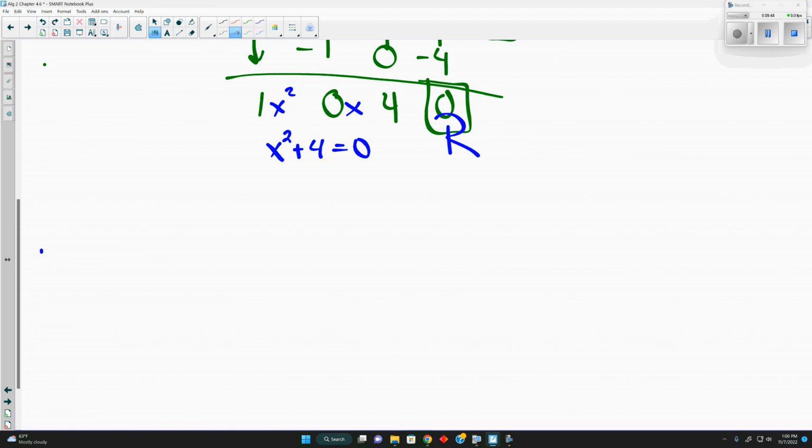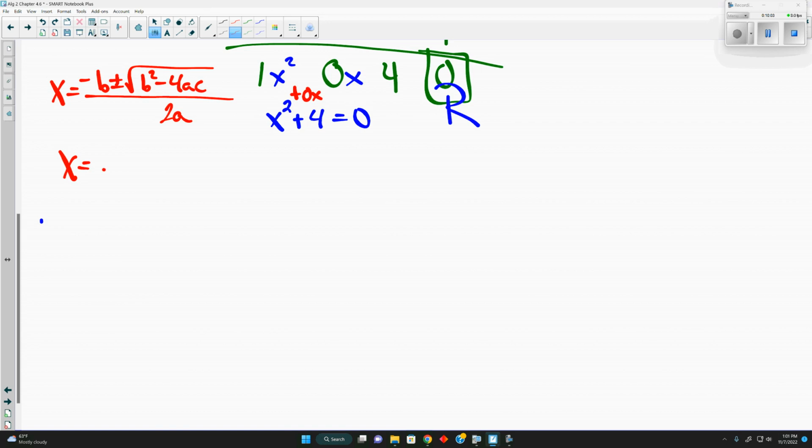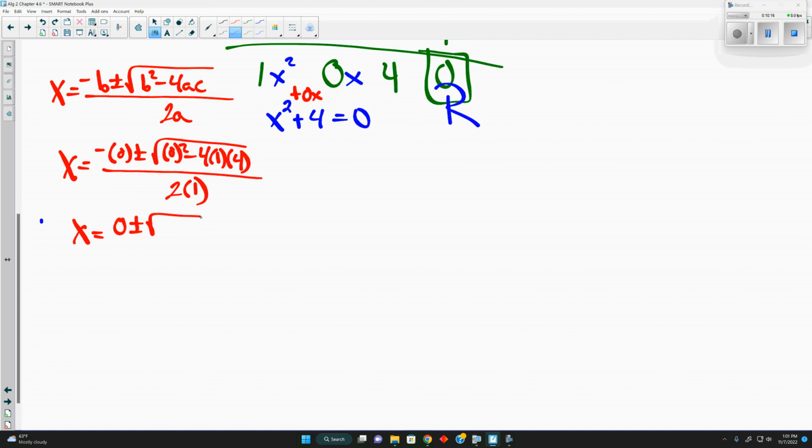Now we don't write it in, but really here we have plus 0x, yes? So if we wanted to do this by the quadratic formula, we could. Negative b plus or minus the square root of b squared minus 4ac, all over 2a. Well, the value of b in this case is 0. A is 1 and c is 4. So really we have 0 plus or minus the square root all over 2.